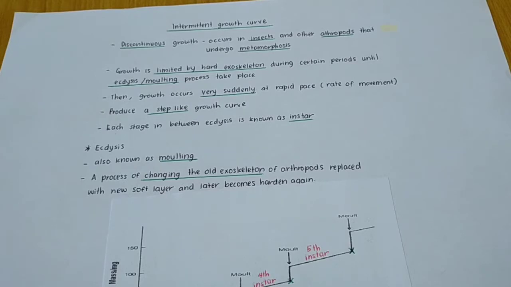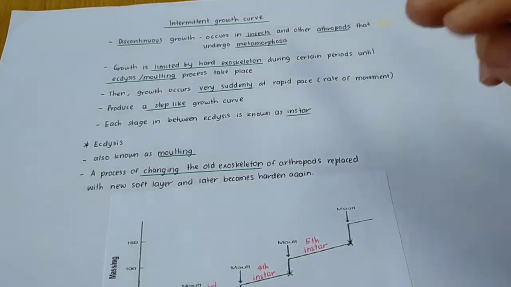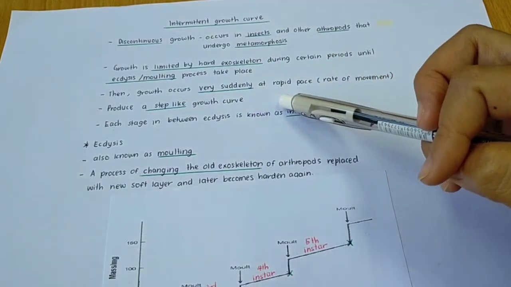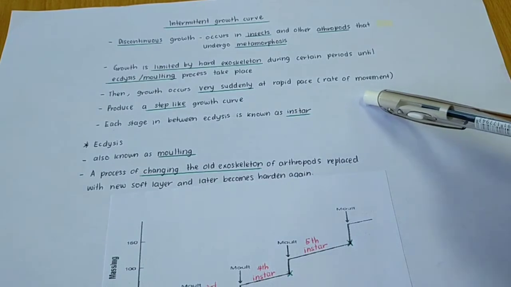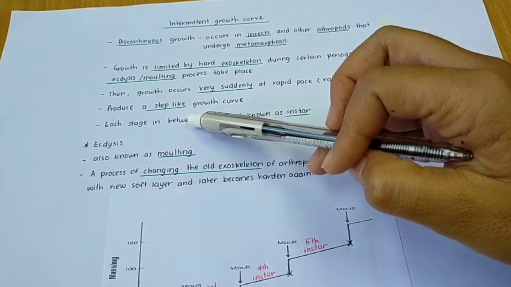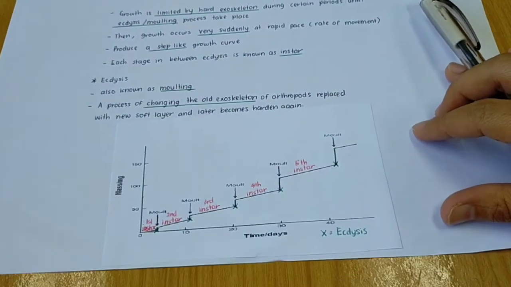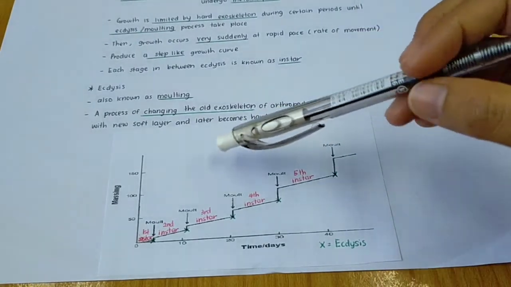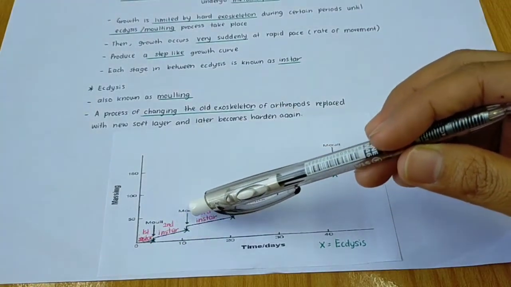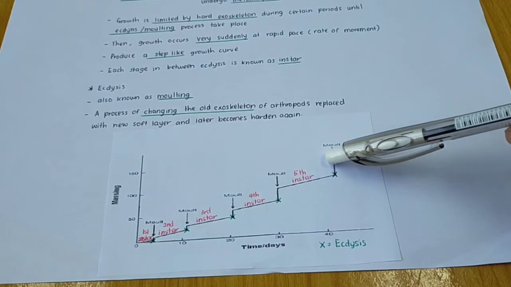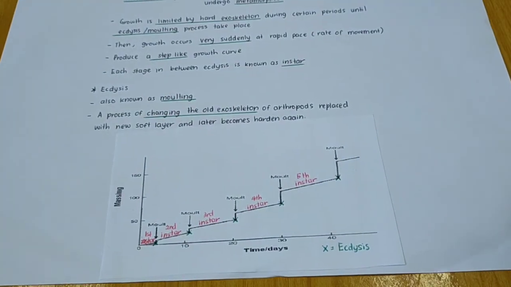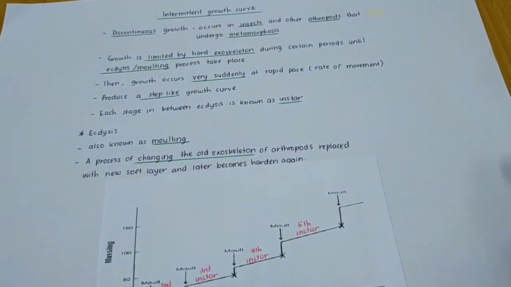Okay, so macam mana dia akan berlaku growth? Okay, until ecdysis or molting process takes place. Okay, and then the growth occurs very suddenly at rapid pace or rate of movement. So it will produce a step-like growth curve. So kalau awak tengok based on this graph, okay, nampak saja the graph that shows step-like growth curve like this. So this one yang kita panggil sebagai intermittent growth curve.